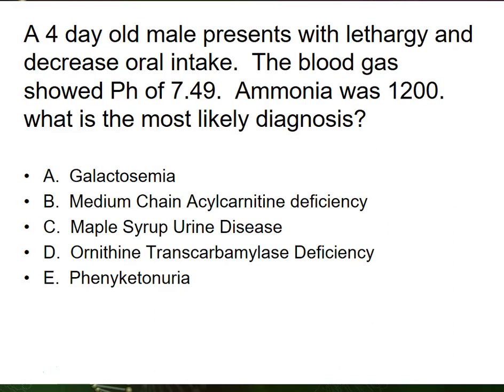So a 4-day-old presents with lethargy, decreased PO intake, and a blood pH of 7.49 with an ammonia of 1200. What is the most likely diagnosis? Galactosemia, medium chain acylcarnitine deficiency, maple syrup urine disease, ornithine transcarbamylase deficiency, or phenylketonuria. This concludes the lecture on inborn errors of metabolism, organic aciduria.